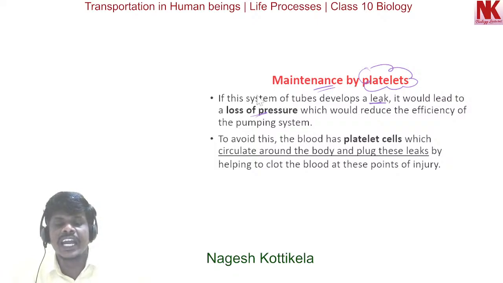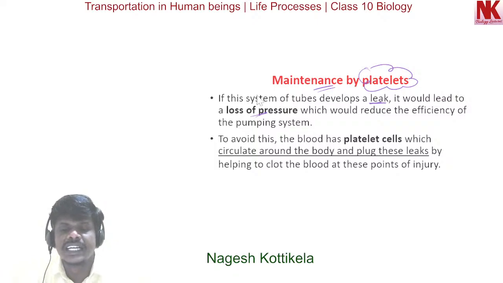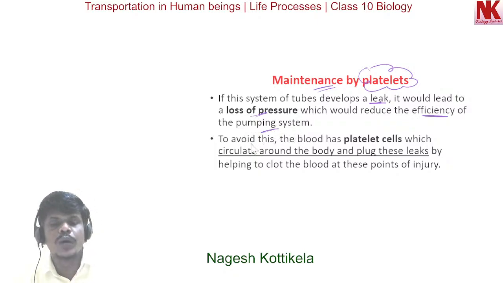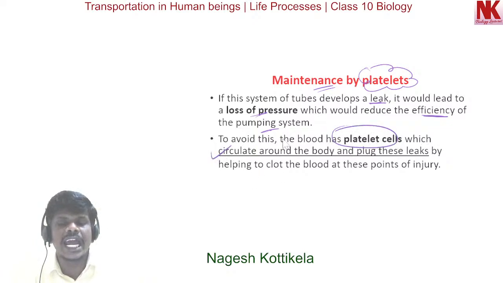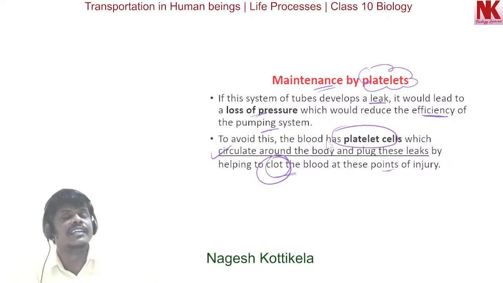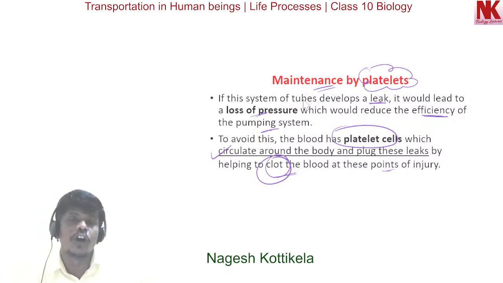Okay, so if the system of tubes develops a leak, it would lead to a loss of pressure, which would reduce the efficiency of the pumping system. To avoid this, the blood has platelet cells, which circulate around the body and plug these leaks by helping to clot the blood. So at the points of injury, blood clotting occurs, so that normal conditions are maintained.